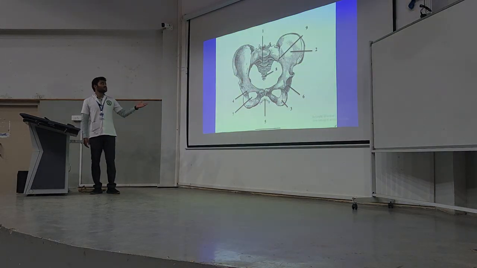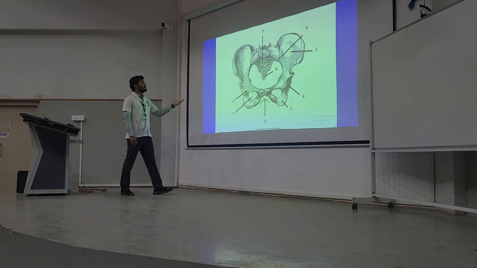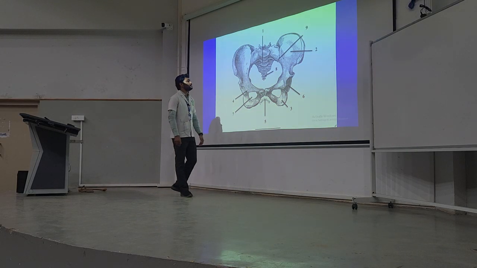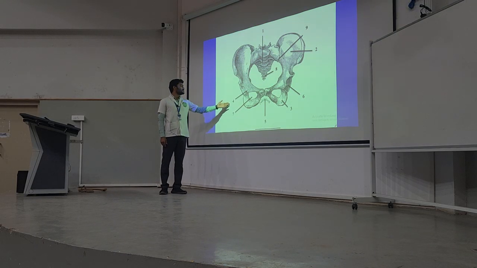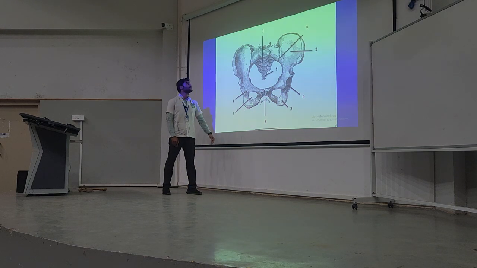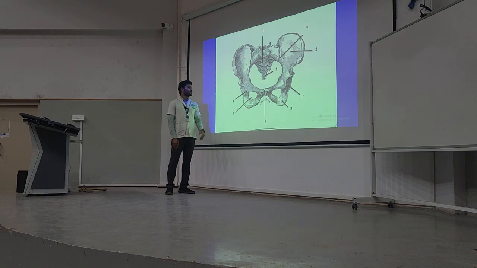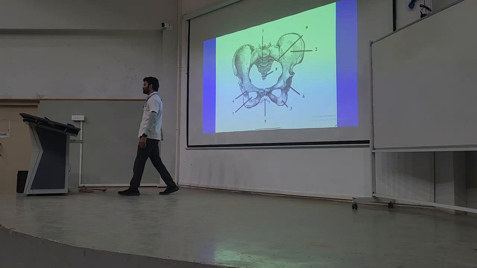As you can see here, here's a diagram of pelvis where I will be denoting the parts. Number 1 will be the sacrum, number 2 is the iliac, number 3 is the ischium, number 4 is the pubis, number 5 is the pubic symphysis, number 6 is the acetabulum, number 7 is the obturator foramen, and number 8 is the coccyx.